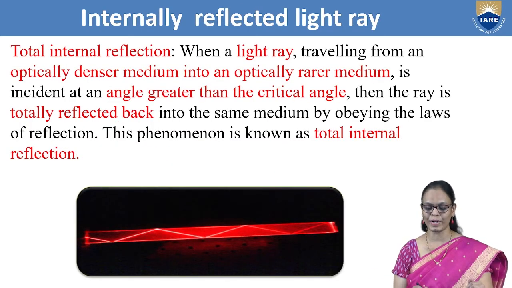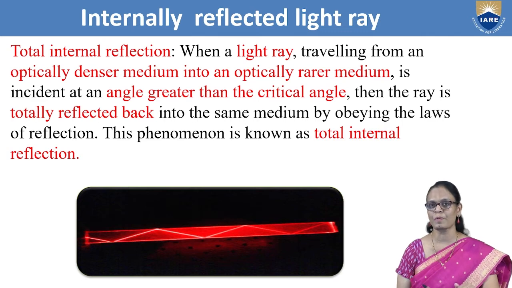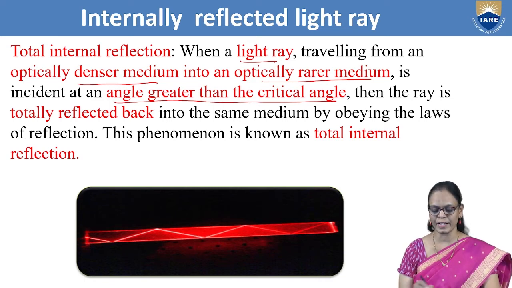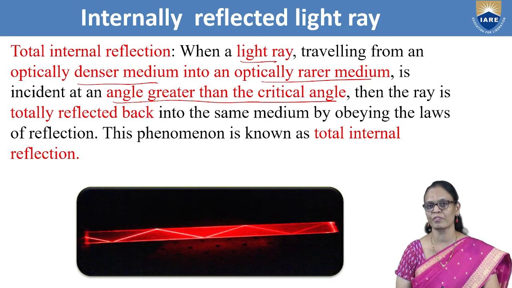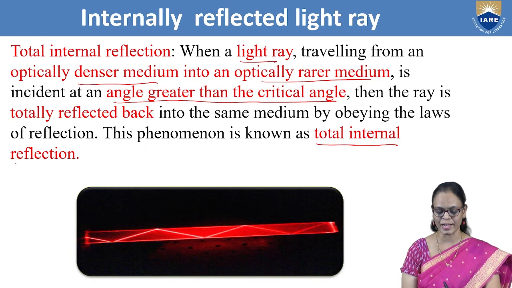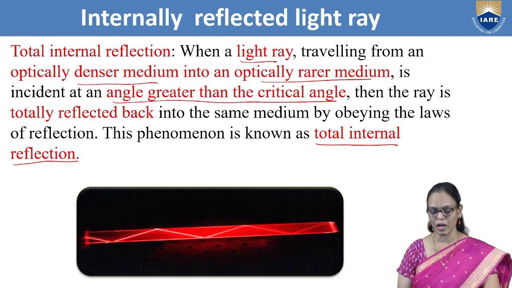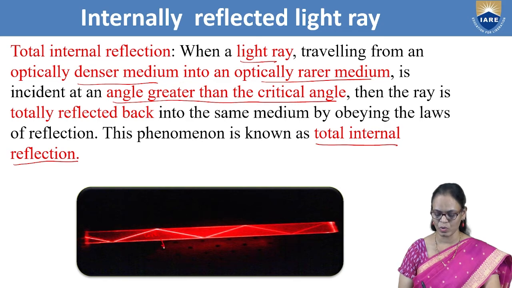Now let us see how the light ray is passing through the optical fiber. When a light ray travels from an optically denser medium to a rarer medium, and it is incident at an angle greater than the critical angle, then the ray is totally reflected back into the same medium by obeying the laws of reflection. And this phenomenon we are calling total internal reflection. Suppose this is the light ray that is incident. Now this is the core, the red part what we see here, and this is the cladding, the black one.